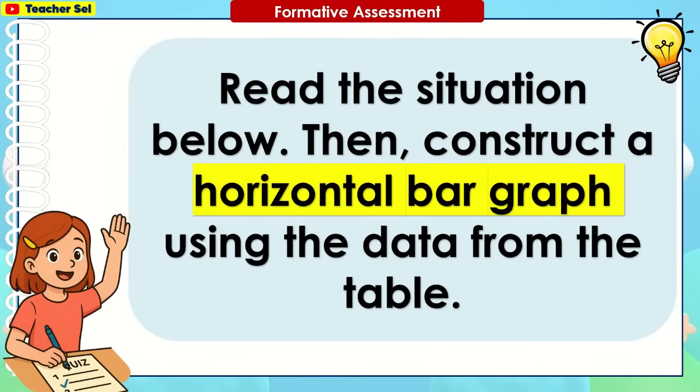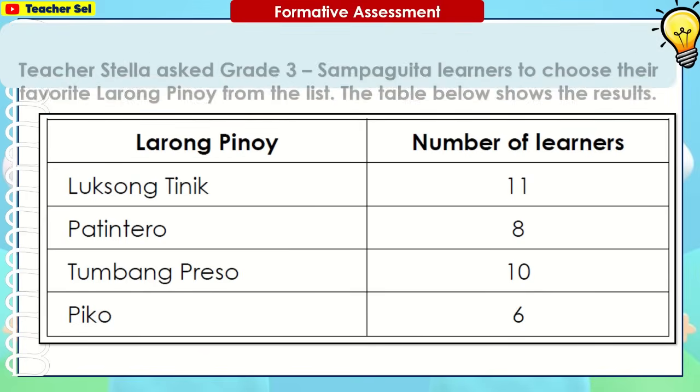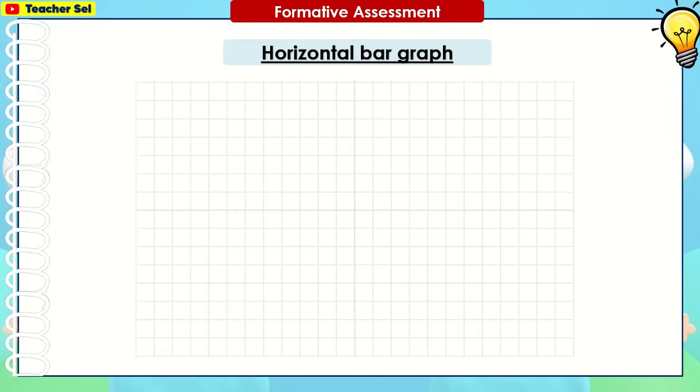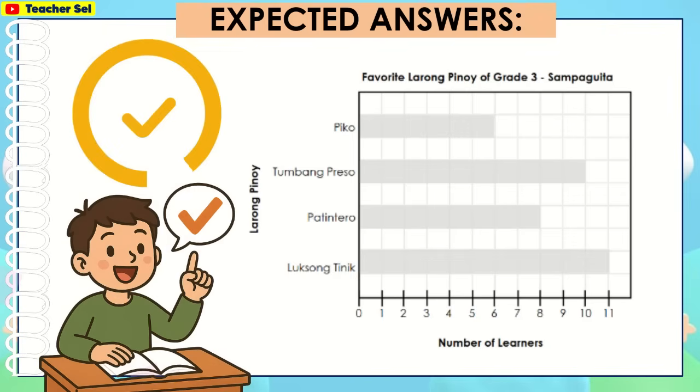For your formative assessment, read the situation, then construct a horizontal bar graph using the data from the table. Teacher Stella asked Grade 3 Sampaguita learners to choose their favorite Larong Pinoy from the list. The table below shows the results. For the Larong Pinoy, we have Luksong Tinik, Patintero, Tumbang Preso, Piko. Draw the horizontal bar graph. Here are the expected answers.